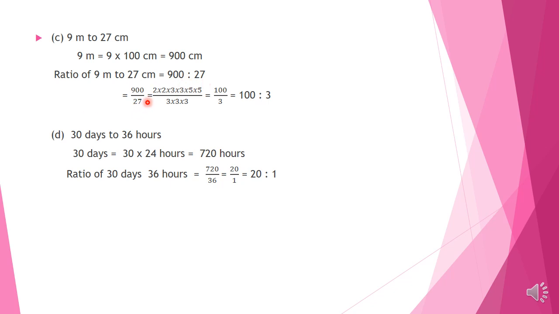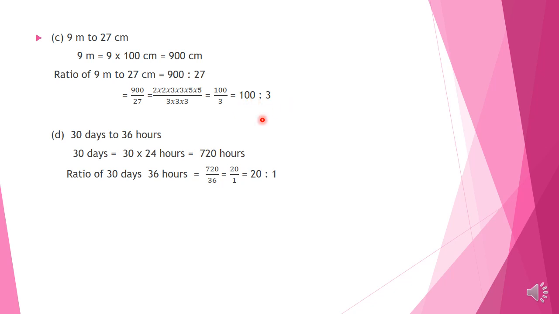And for simplifying, children, you have to prime factorize the number, and while prime factorizing you get 900 as 2 into 2 into 3 into 3 into 5 into 5 divided by 27. You can write 27 as 3 into 3 into 3. And downside 2 3s get cut with the upside 2 3s. Then what is left here? 2 into 2 into 5 into 5. 2 2s are 4. 4 5s are 20. 20 5s are 100. And here 1 3 is left. So 100 by 3. The ratio is 100 is to 3.